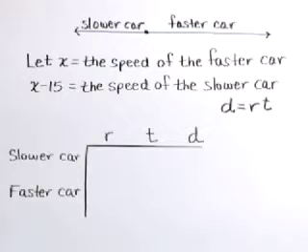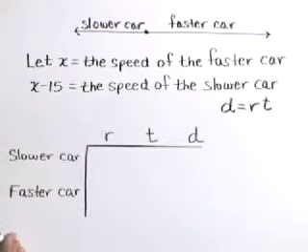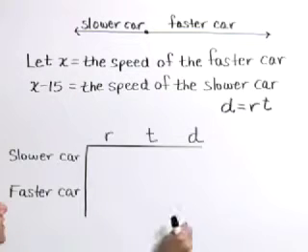Well, we've performed step 1. We've read the problem carefully. Let's define our variables as step 2. Let x equal the speed of the faster car. Therefore, x minus 15 represents the speed of the slower car. We're working with rates, times, and distances, so go ahead and write down the equation d is equal to rt.